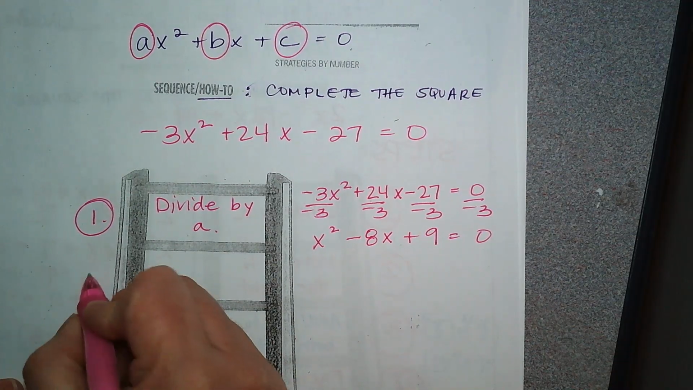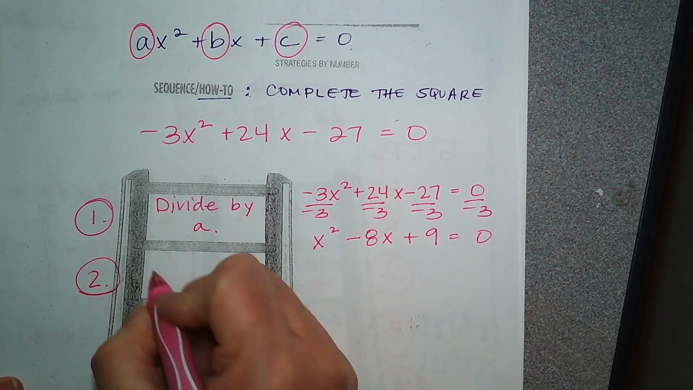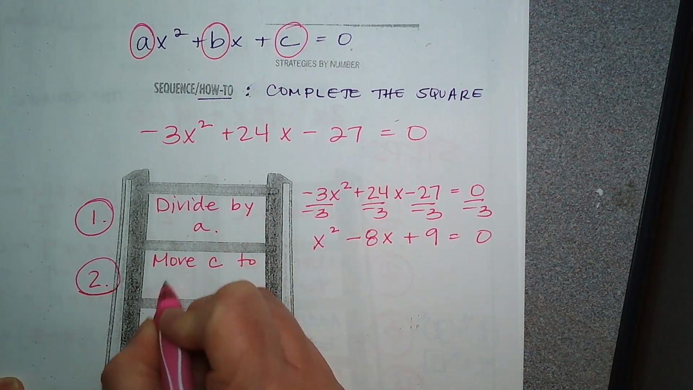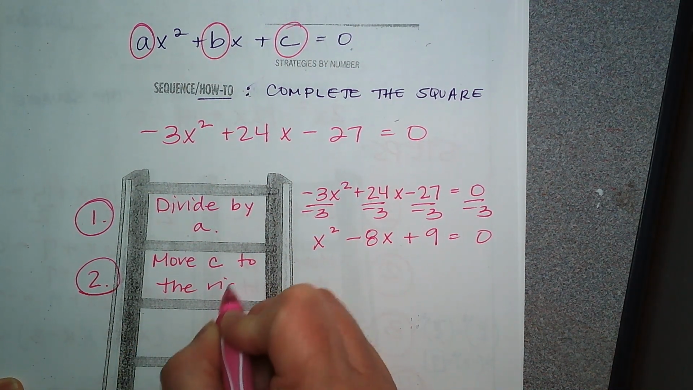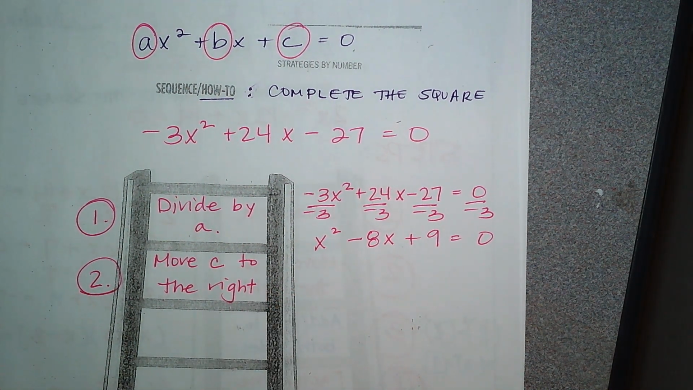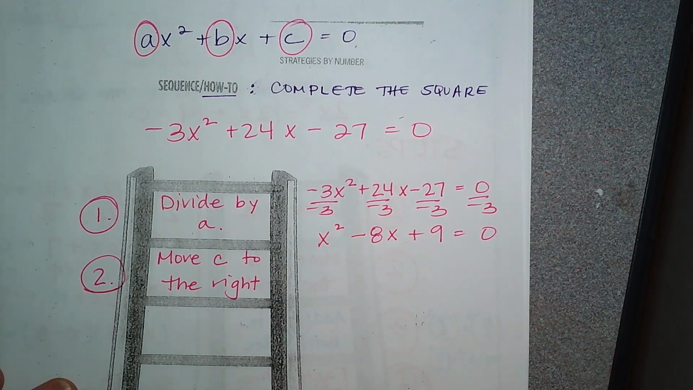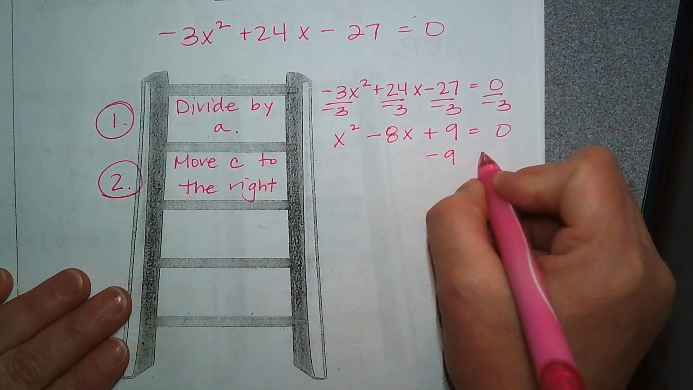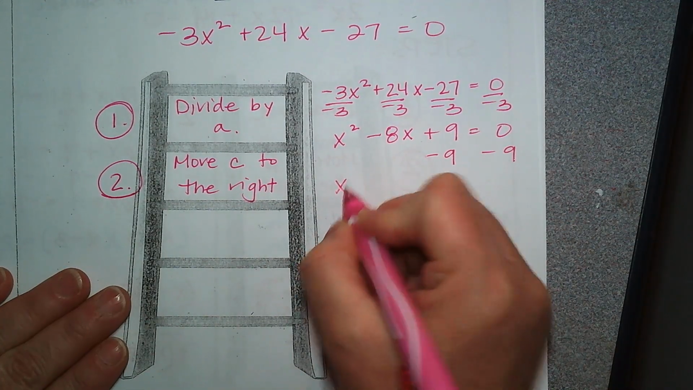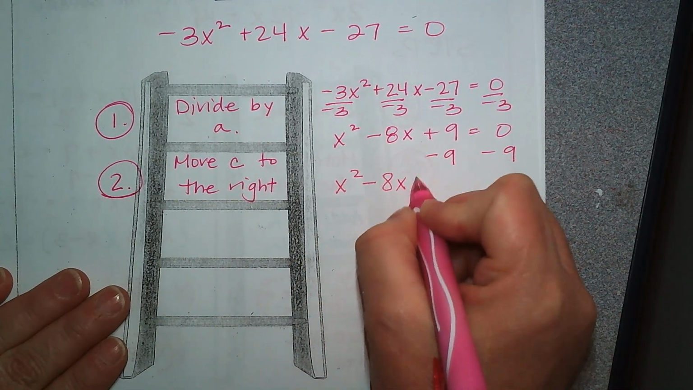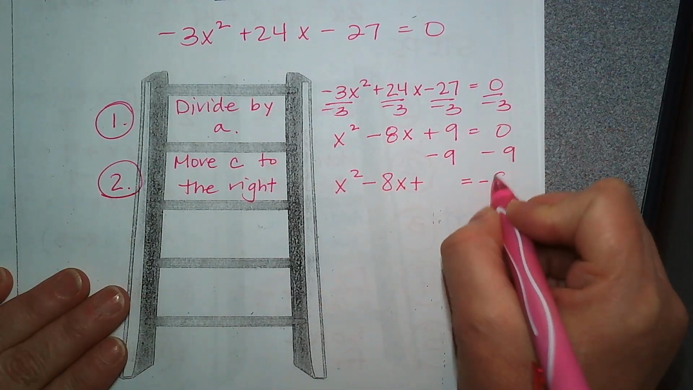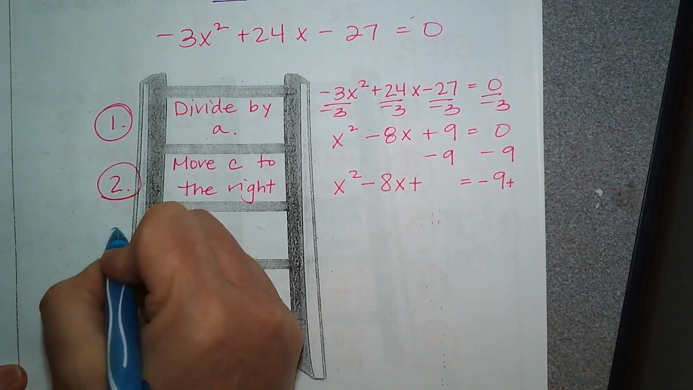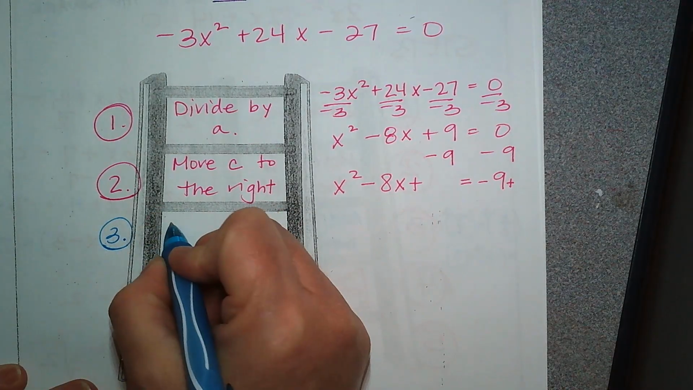All right, number 2, what's the next step? Move C to the right. What is C? 9. How do I move it to the right? Subtract 9 from both sides. Leave a space there because you're going to have to add what? That's step 3. Add b over 2 squared to both sides.